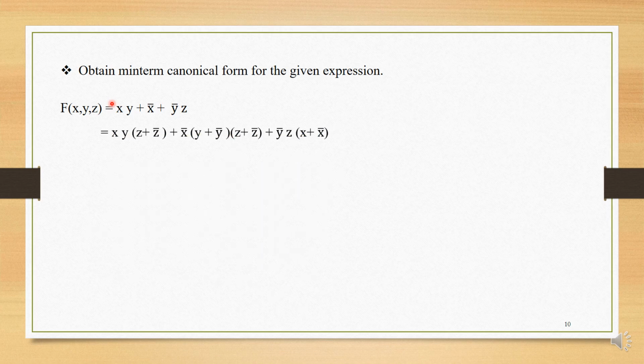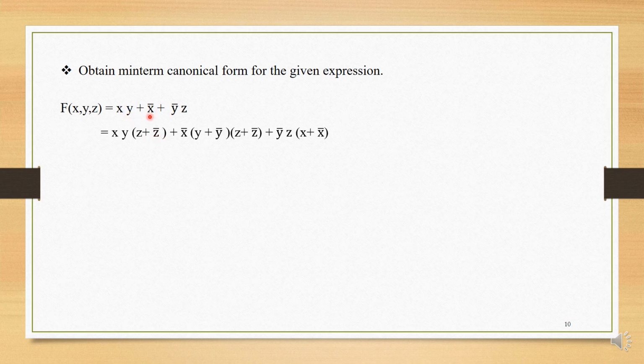Now, whichever variable is missing in every product term has to be introduced. Let us start with the first product term, xy. In this product term, z is missing, so we have to introduce the z variable such that it does not affect the product term. We can introduce z as z plus z bar, which is equal to 1 and will not affect the original product term.